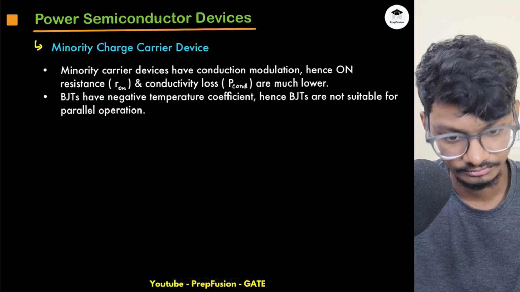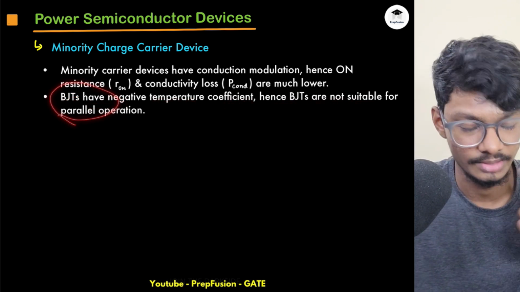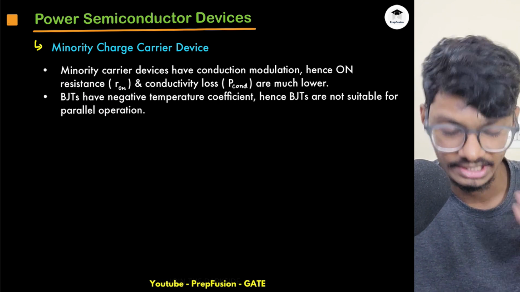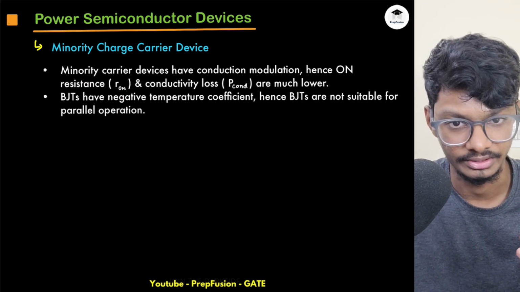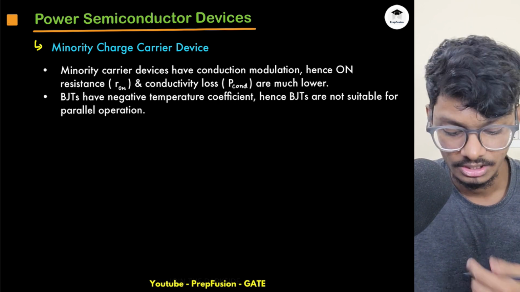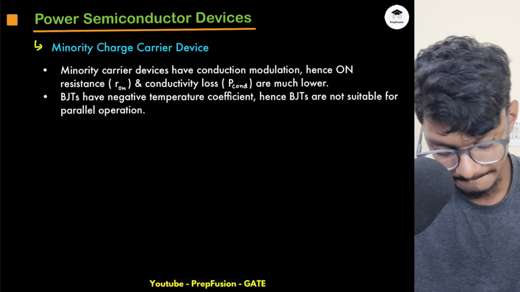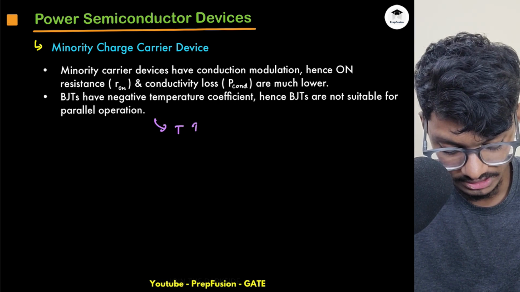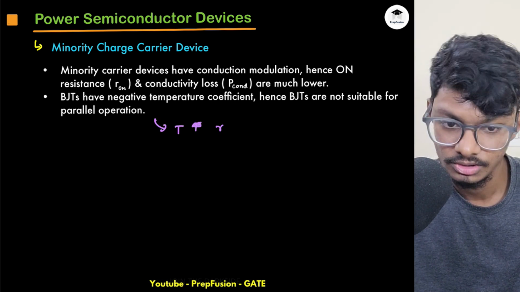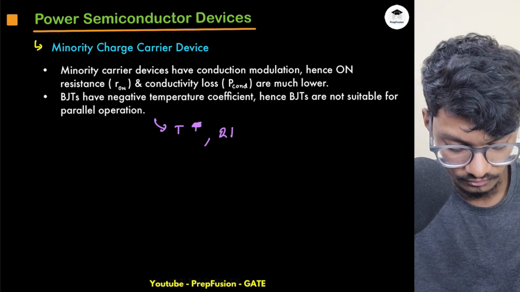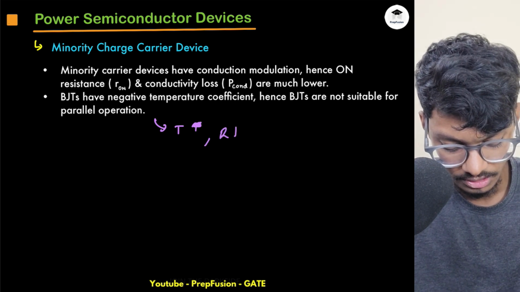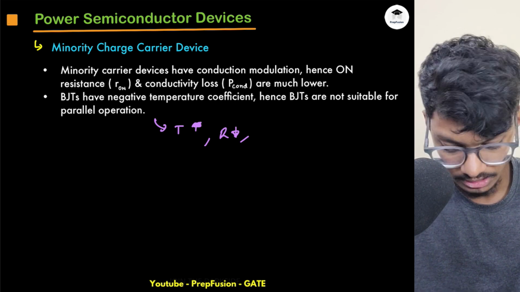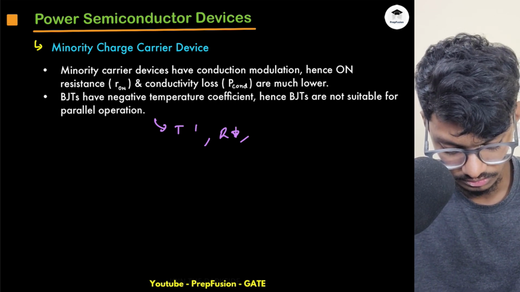So what do we mean by negative temperature coefficient? There is a problem known as secondary breakdown or thermal runaway in BJT, if you have studied analog electronics. So here what happens is that the temperature increases, hence the resistance decreases for the BJT when it is on, and if the resistance decreases, the current increases.